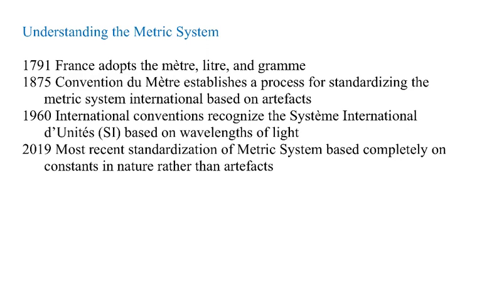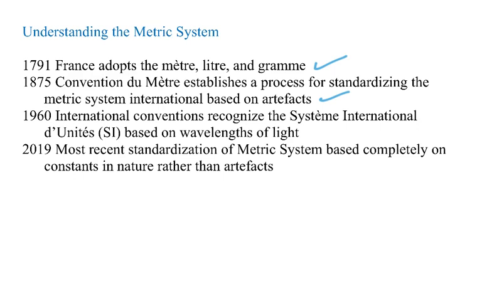The metric system dates originally to 1791 when France adopted the units of measure, the mètre, the litre, and the gramme, which we now know as meter, liter, and gram. In 1875, the Convention du Mètre established a process for standardizing the metric system based on artifacts. In other words, they created a metal bar that was understood to be, this is 1 meter. And those bars were copied and sent all over the world to be the standard for this is a meter, and other artifacts for liters and grams as well.